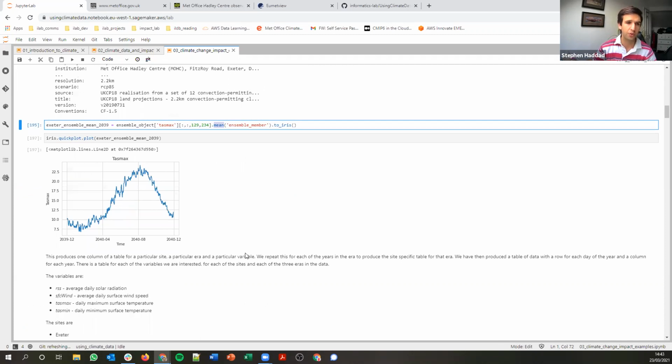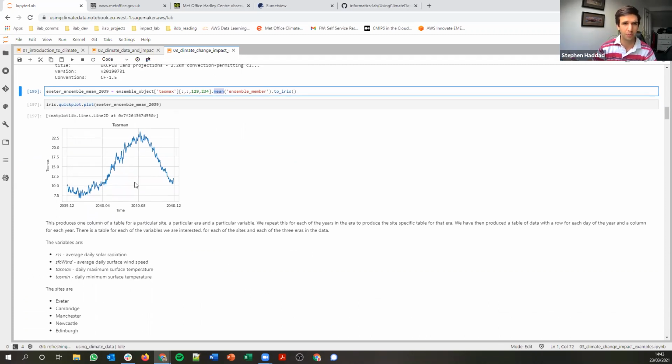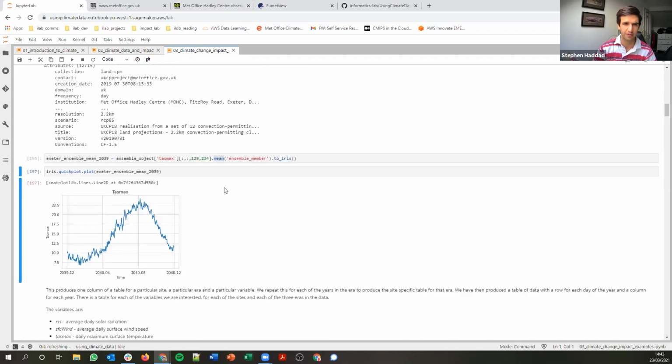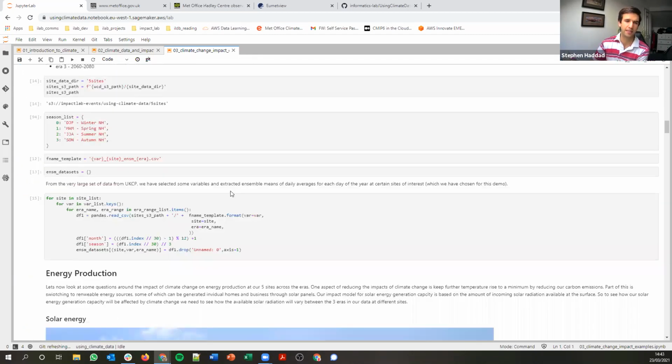And so we've done this for all those sites. You can see in more detail how that's done, if you want to do this yourself in the future, in this notebook. This makes it much easier for analysis for particular sites, but generally if you're a business, you're interested in particular locations and the climate impacts in those local areas.